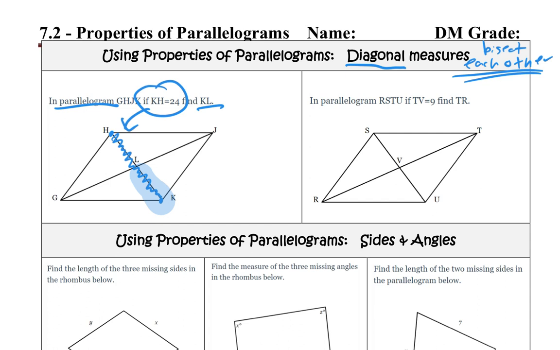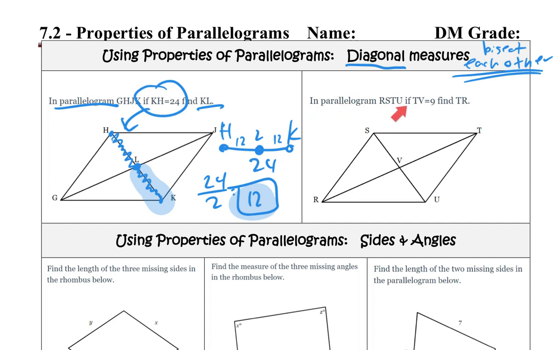Okay, well, if this is a diagonal and this is a diagonal, that means that's right in the middle, right? So if the whole thing, if we go from H to K and the whole thing is 24, that means if this is L, it has to be 12, right? And that means it has to be 12 because 24 divided by 2 is equal to 12. That's it. Once we recognize that it bisects, that's all we got to know.